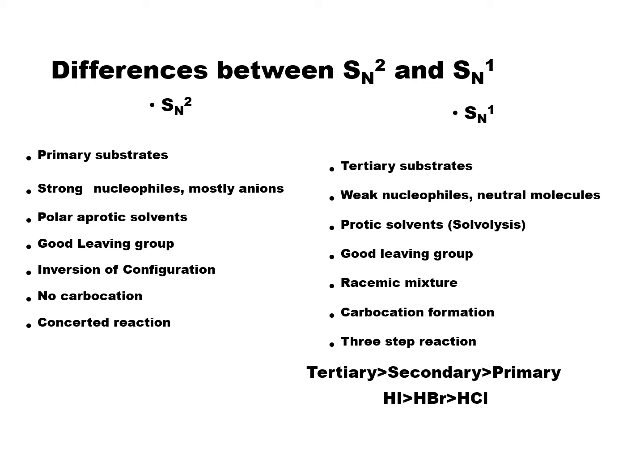Conversely, in an SN2 reaction, if the original compound had S configuration, the nucleophile will attack it from the opposite direction, and the product will have R configuration. If it was R, the product will be S. If it was S, the product will be R.